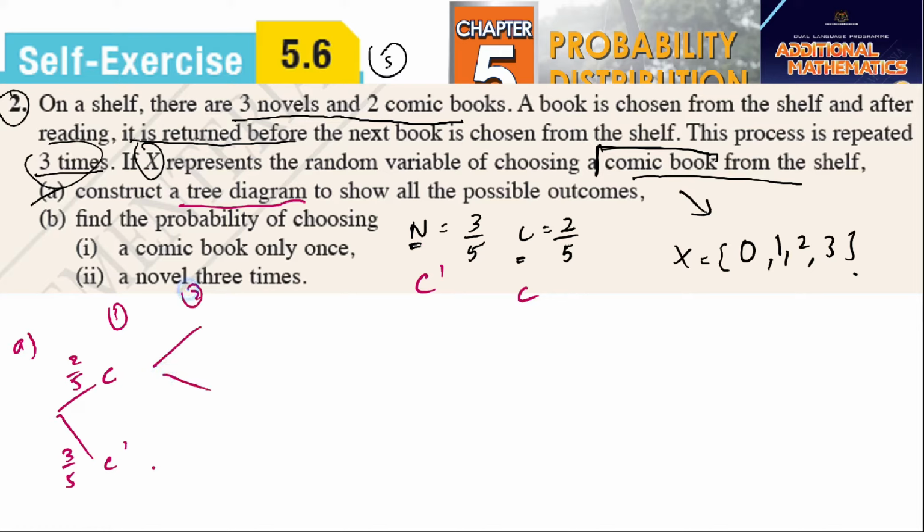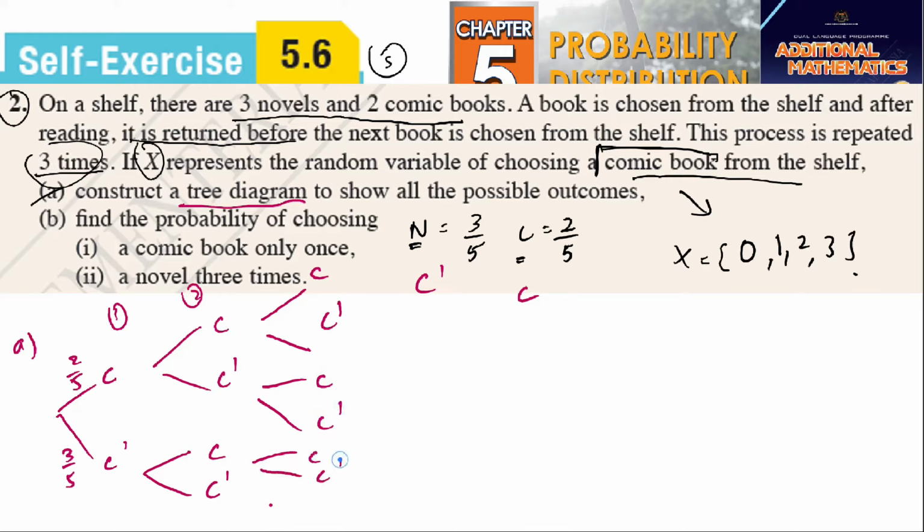And then the second one, I hope we have enough space. So this one is C, not C, C, not C, and again C, not C, C, not C, C, not C, C, not C. Where we know that when we are choosing C, it's 2 over 5. This one is 3 over 5, 2 over 5, 3 over 5, 2 over 5, 3 over 5, 2 over 5, 3 over 5, 2 over 5, 3 over 5.